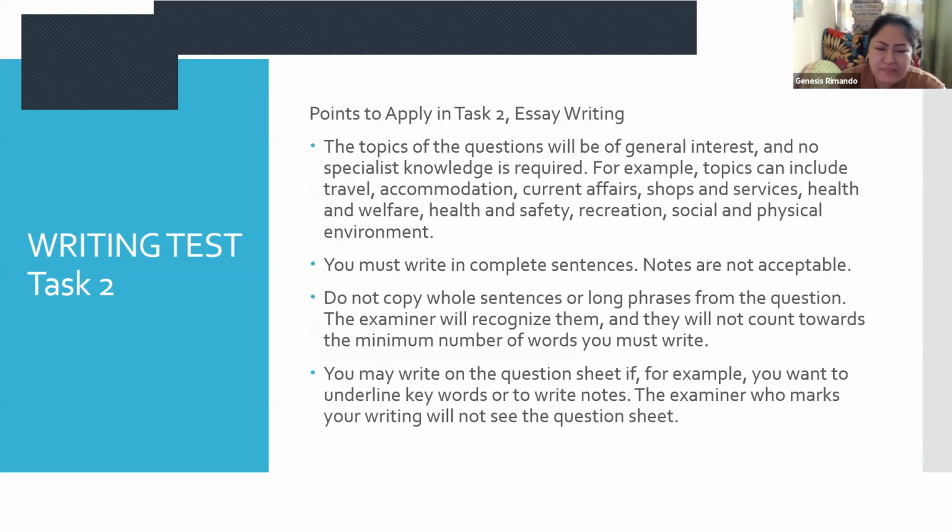So there would be various topics of general interest. So sometimes regarding health or history, current affairs, travel, shopping, recreation, regarding the environment. Maybe there would be a discussion on climate change, homeschooling. Those would be the topics that you would encounter for the essay. Again, you have to write in complete sentences. Notes are not acceptable. Of course, when you're writing your essay, it should be in complete sentences.